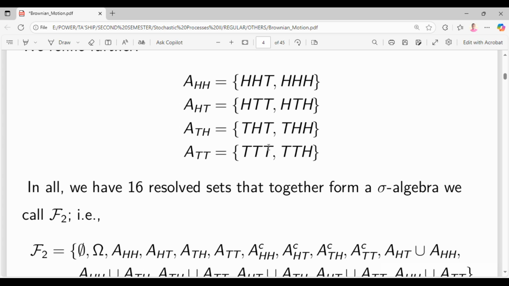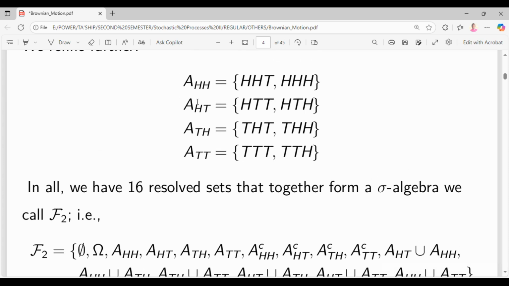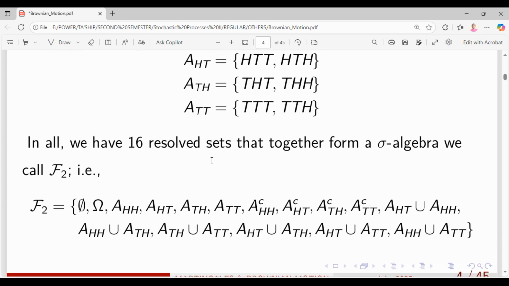Now let's look at pairwise unions. That is, if you have any 2 events which belong to the sigma algebra, then the union of those 2 events should also be a member of the sigma algebra. So we pick AHH union AHT. That's what you can see here. Then we pick the pairwise unions that you can see for all of them.